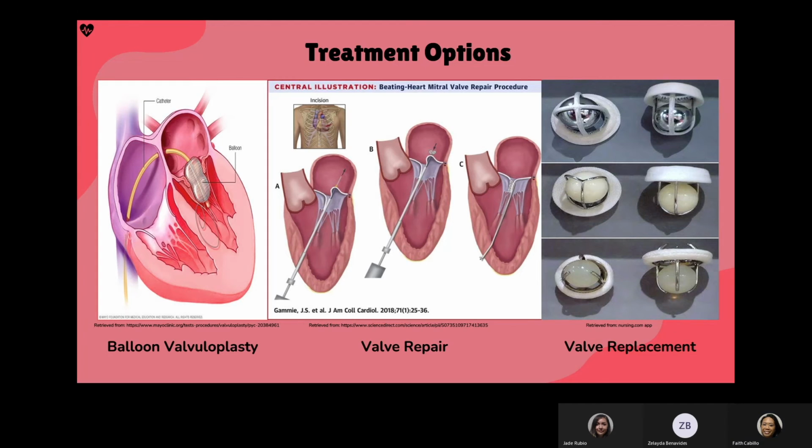With valve replacement, you can see here that this is a mechanical valve. How they work is when the ventricles contract, the pressure pushes the ball upwards, blocking the hole on top of it and preventing blood from flowing backwards.